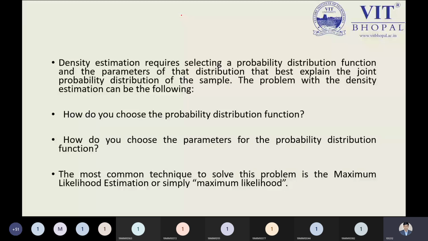So how do you choose the probability distribution function, the PDF? There should be something special on which we can choose, because we are talking about the probability density distribution and the probability distribution function we have to use. But how can we choose? That is a big question. The next question is what parameter we need to opt for the probability distribution function, and this problem can be solved by our important parameter, that is the maximum likelihood.